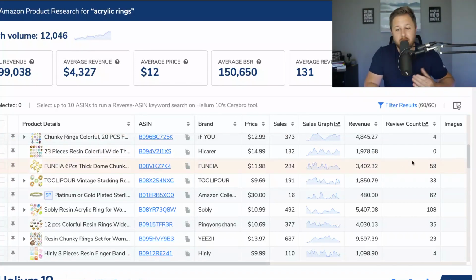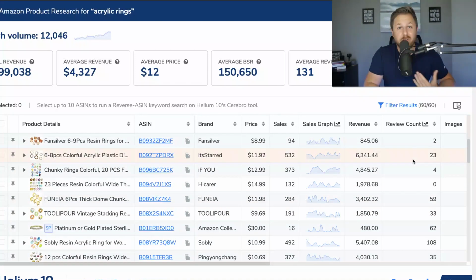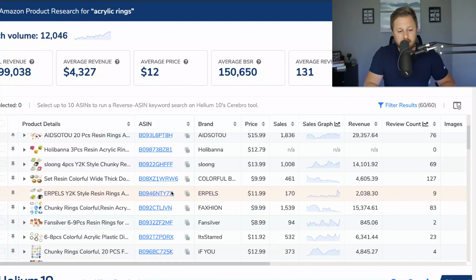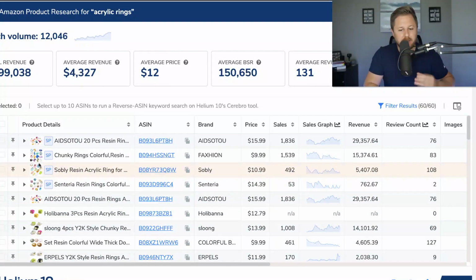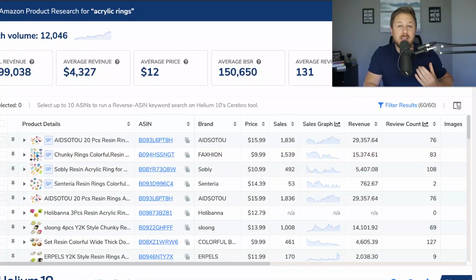I could jump in here, and a lot of sellers on page one have under 10 reviews and they're doing pretty good revenue for the amount of reviews that they have. And then if you have a good idea of how to get creative with rings, I'm not really good with jewelry, but we could see, these are different. It's just cheap rings that people are selling in a bundle. So let's actually see how much they cost.